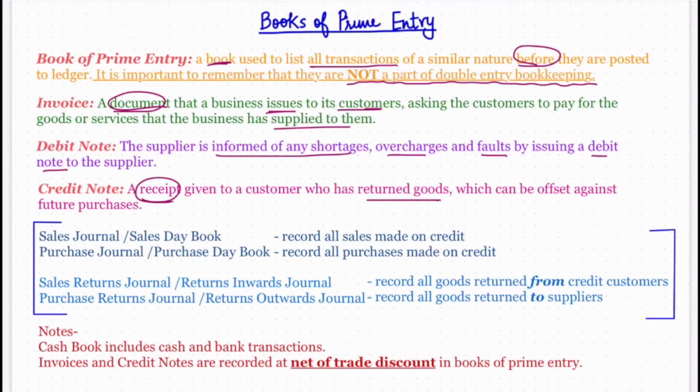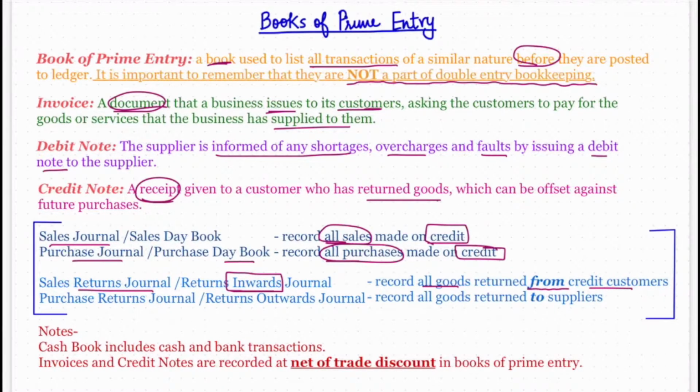Now these are the various books of prime entry. The sales journal, also called the sales daybook, records all sales made on credit. Purchase journal or purchase daybook records all purchases made on credit. Sales returns journal or returns inwards journal records all goods returned from the credit customers. Purchase returns journal or returns outwards journal records all goods returned to suppliers.